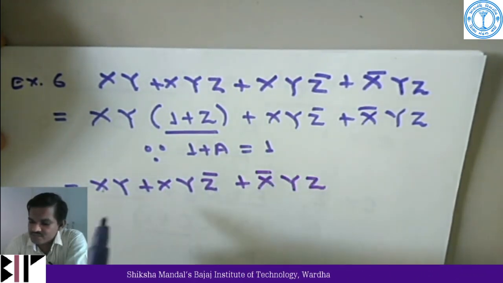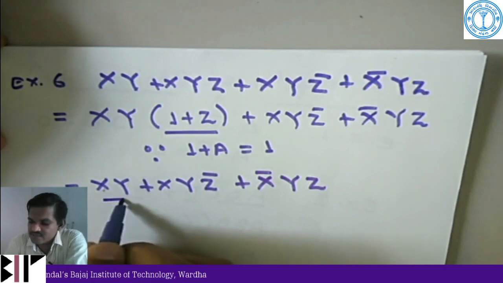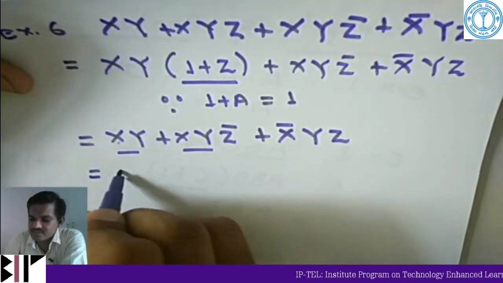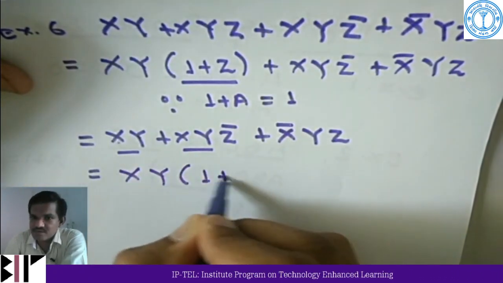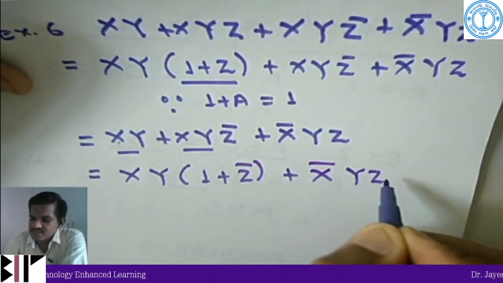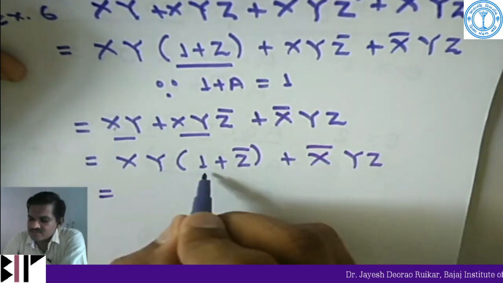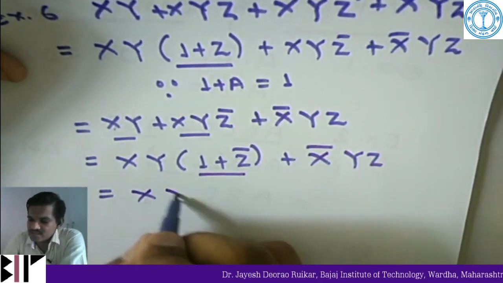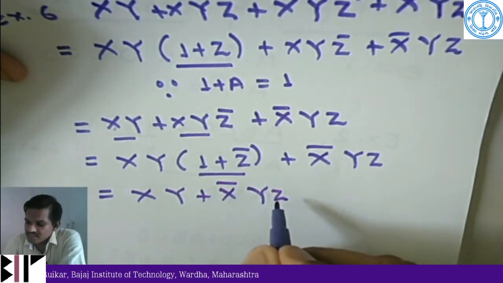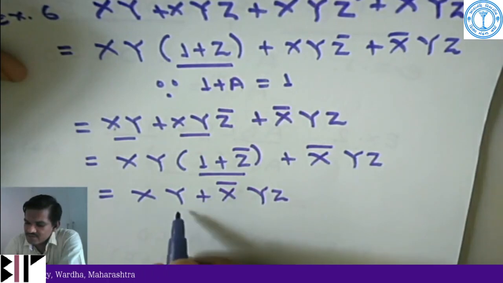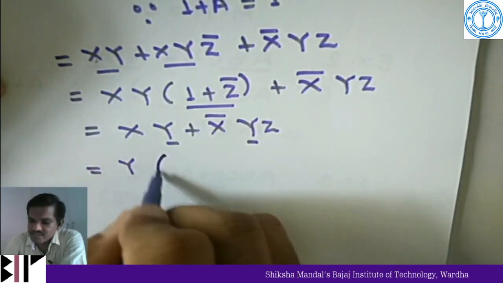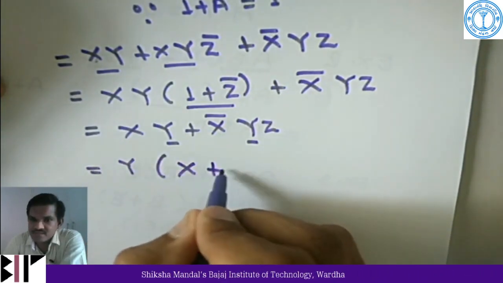Now from these two terms we can take xy as common, again the same thing. So that is xy we took common, so 1 plus z bar plus the remaining term as it is, x bar yz. So again 1 plus z bar is equals to 1, so the term is xy plus x bar yz. Fine. So now what can we take common? We can take common y from this term. So y we can take common, so remaining terms are x plus x bar z.